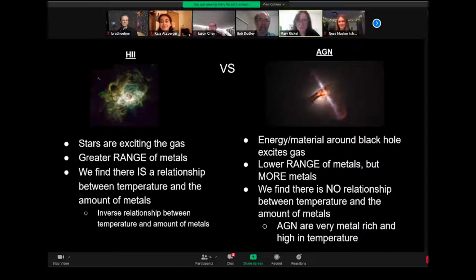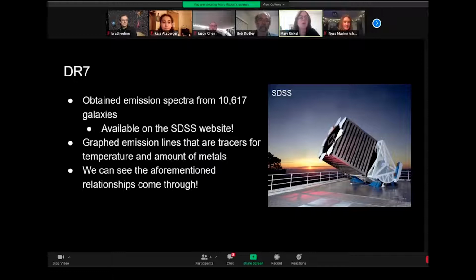Okay, just to touch a little bit on what the data we used was. The Sloan Digital Sky Survey obtained emission spectra from 10,617 galaxies. Again, this is available in the public domain. This is Data Release 7 on the SDSS website. My mentor and I graphed the particular emission line ratios, which are found to be tracers for temperature and metallicity. We were able to replicate something called the BPT diagram and see these relationships come through. On the right, I have a picture of the SDSS.